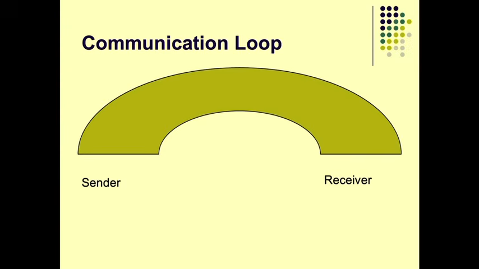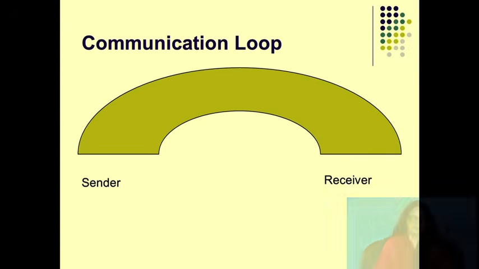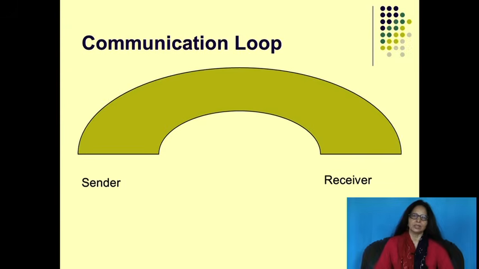And the communication loop looks like this. In a communication situation, there's always a sender and there's a receiver. So it's a two-way process. There have to be two parties when we communicate.